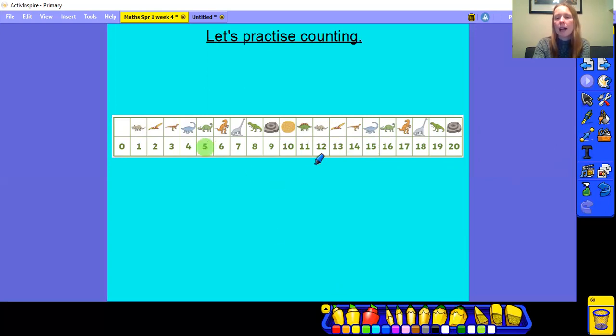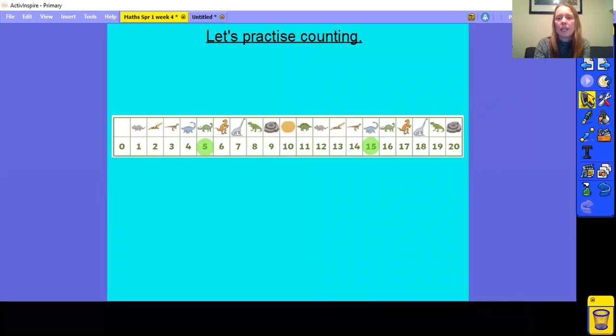Let's start at 5 and stop at number 15. First, we're going to count forwards, and that means our numbers are going to be getting bigger. Ask your grown-up to listen to you counting, especially when you say your teen numbers, to make sure that you're saying them correctly. Off we go. 5, 6, 7, 8, 9, 10, 11, 12, 13, 14, 15.